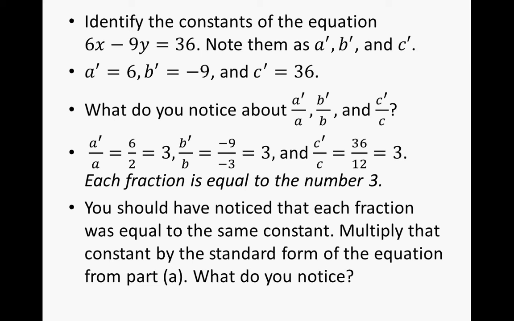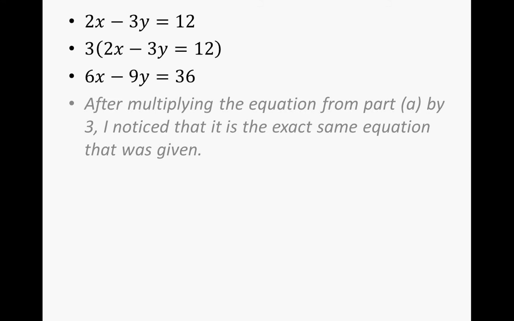Multiply the constant by the standard form of the equation from part A, and what do you notice? Well, 2x minus 3y equals 12 can be multiplied by 3, which makes it 6x minus 9y equals 36. So after multiplying the equation from part A by 3, you should have noticed that it is the exact same equation that was given.